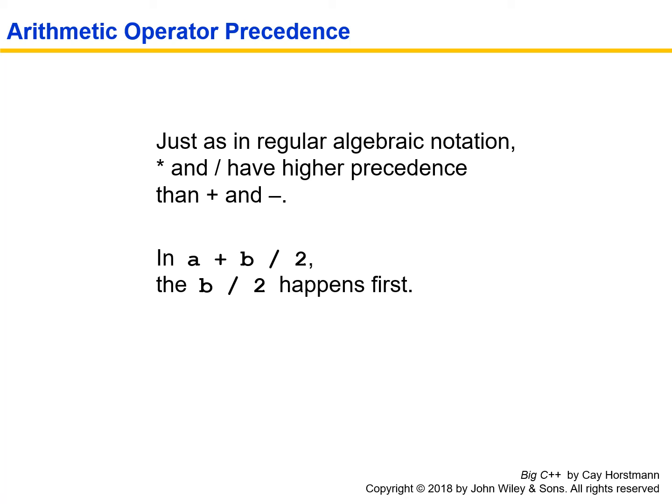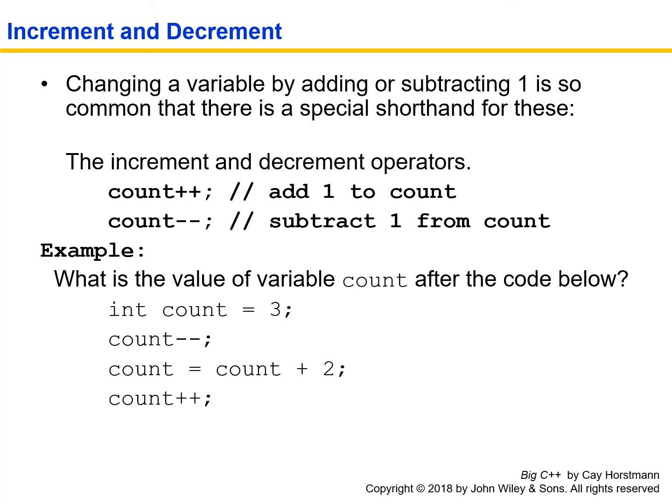Just as in regular algebra, star and slash have higher order of operations than plus and minus. We call that higher precedence in programming. So in A plus B over 2, B over 2 is going to happen first. You can, of course, as in algebra, put parentheses in your expressions to indicate that you want A plus B to happen before the divided by 2.